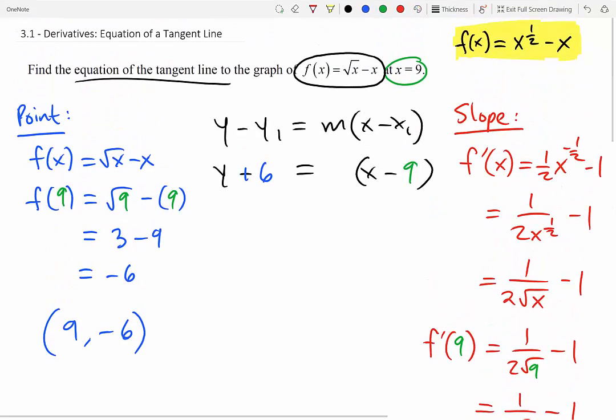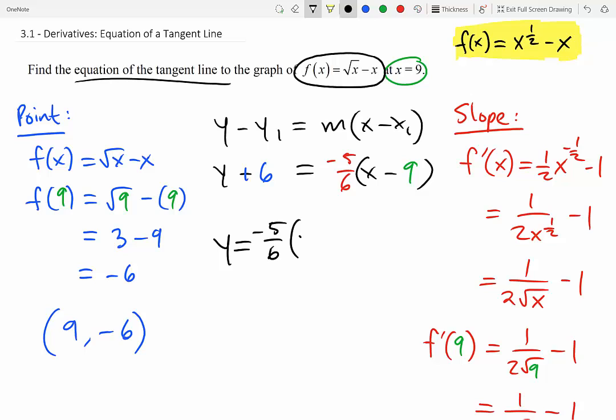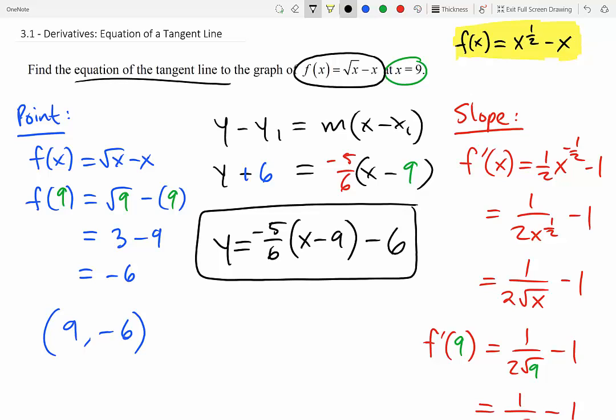So finally, that's going to go here, which now gives us a way to write down our final answer. Our tangent line equation is y equals negative 5 over 6 times the quantity x minus 9, and we'll subtract 6 from both sides to get a minus 6. So there's the equation of our tangent line. Hope that was helpful.